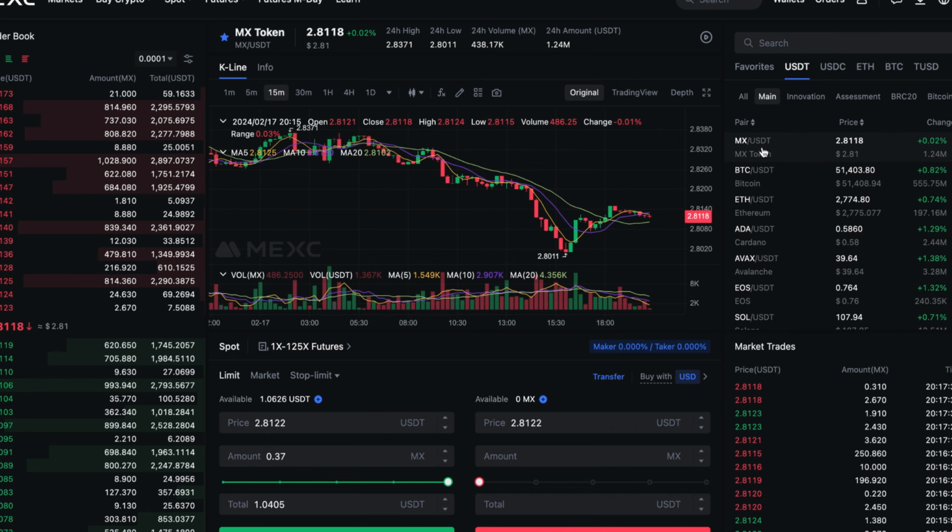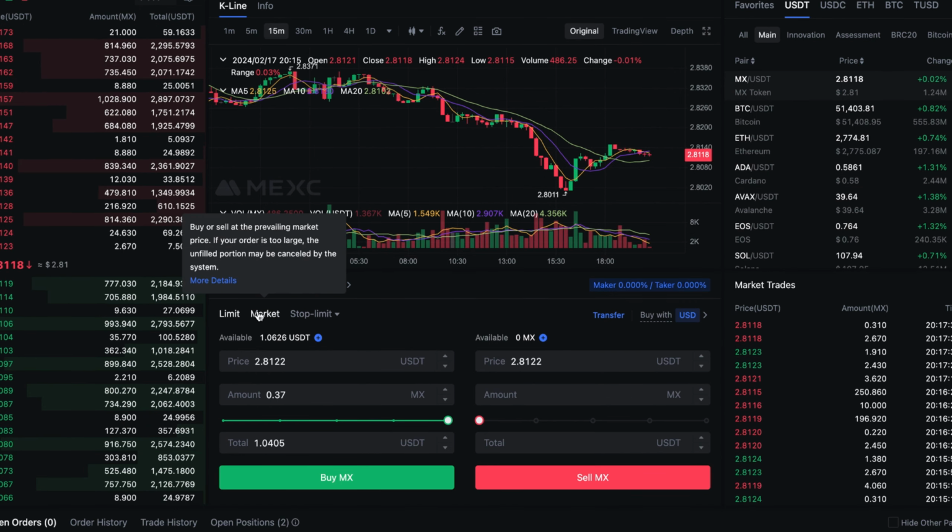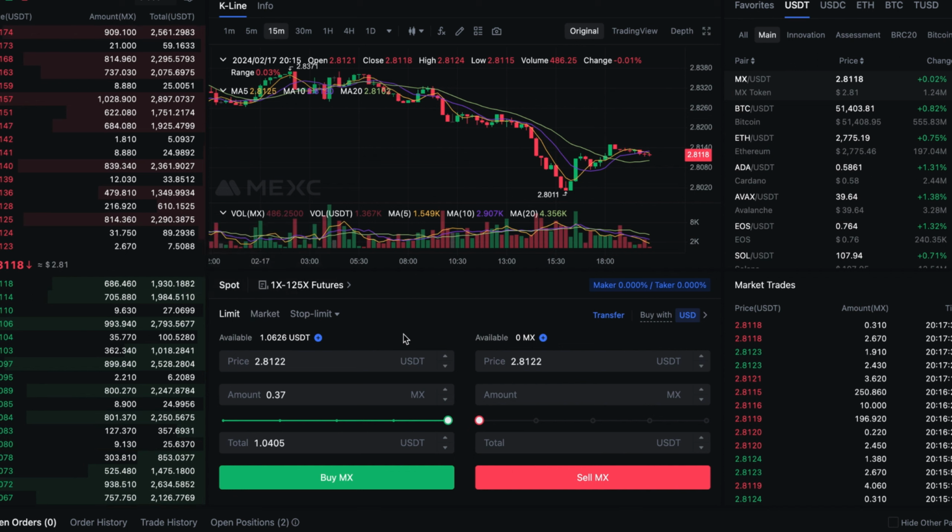So we're actually on MX/USDT. If I scroll down, before we talk about taking a trade, basically you have limit, market, and stop limit, and a few other ones. The limit has to do with you taking a trade.